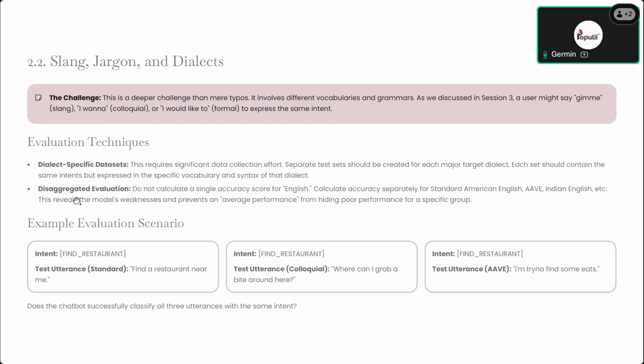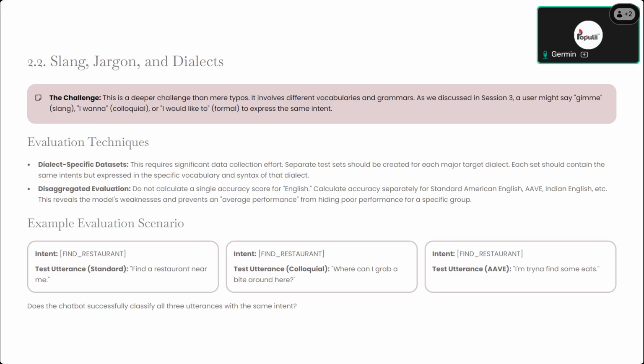The second step is disaggregated evaluation, which simply means don't combine all your results into one big English accuracy score. Instead, measure accuracy separately for each dialect. Because if you only calculate an average, you might miss some serious weakness. The chatbot might do great in standard English but perform poorly in African American or Indian English.